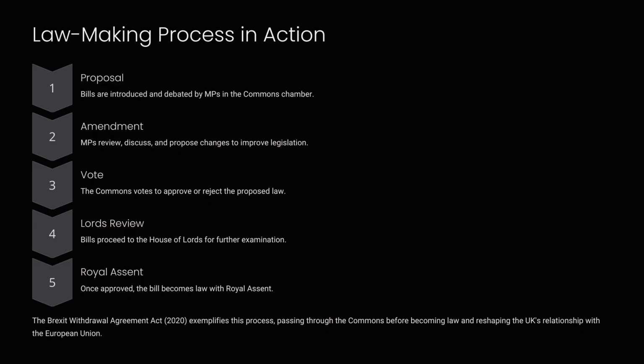Lawmaking process and action. Proposal. Bills are introduced and debated by MPs in the Commons chamber. Amendment. MPs review, discuss, and propose changes to improve legislation. Vote. The Commons votes to approve or reject the proposed law. Lords review. Bills proceed to the House of Lords for further examination. Royal assent. Once approved, the bill becomes law with royal assent.